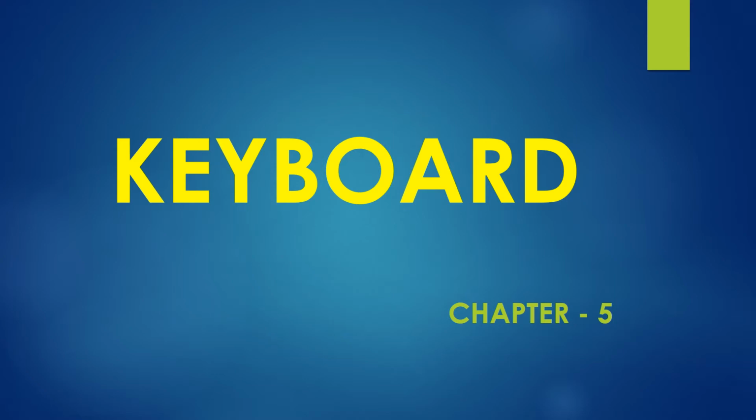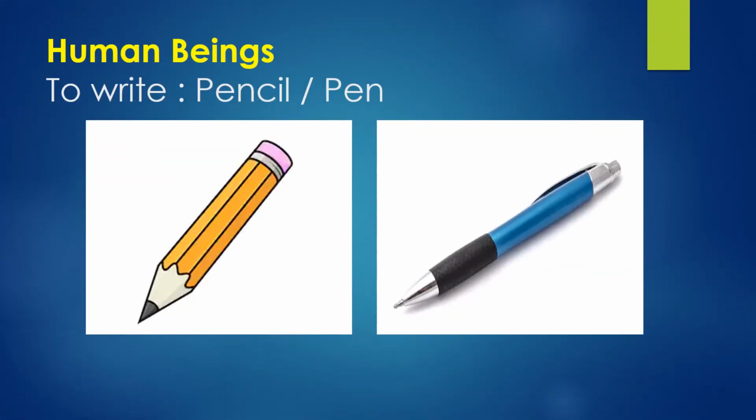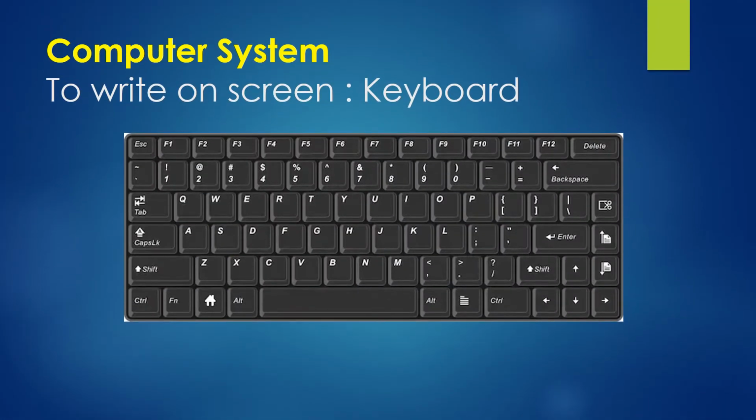Now let's see. We as human beings, what do we use to write? We use pencil or pen, right? How do we write? We use pen or pencil. But if we use a computer system, then how will we write? We use a keyboard. Okay? We use the keyboard to write on the screen of the computer.